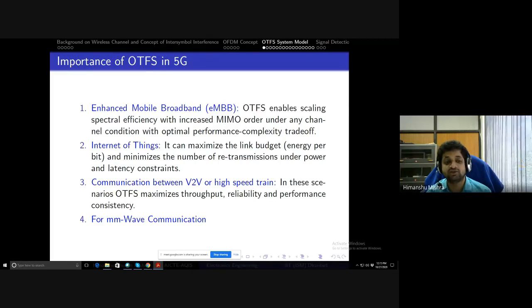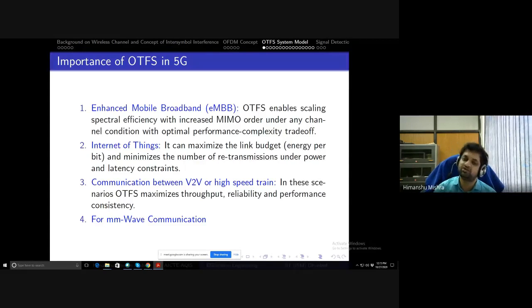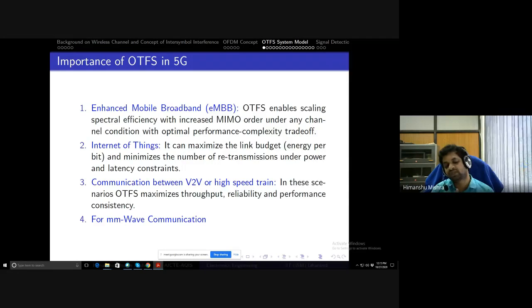Another importance is for millimeter wave, because millimeter wave has very high carrier frequencies. So it will definitely be highly sensitive to the time varying nature of the channel. So the millimeter wave with OTFS combination is also a very suitable combination that can overcome many real time challenges.